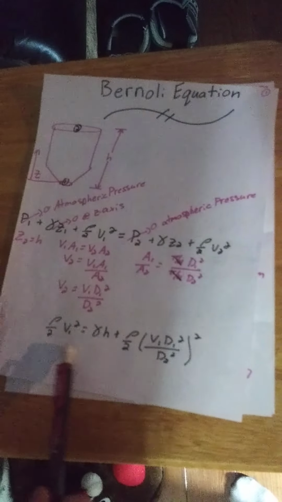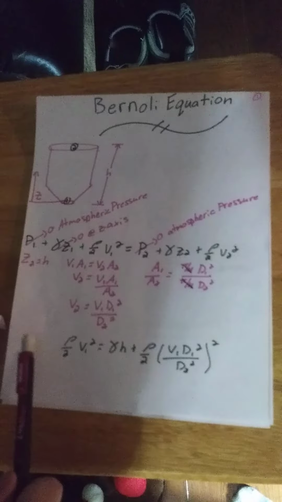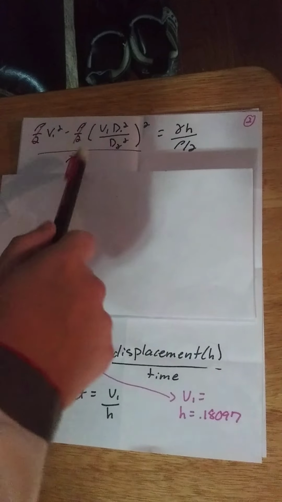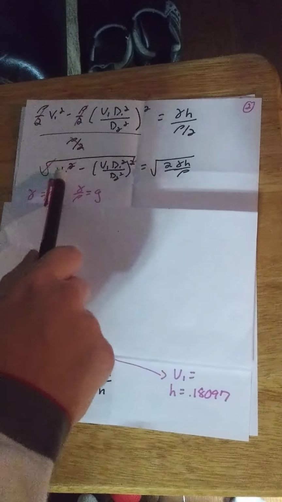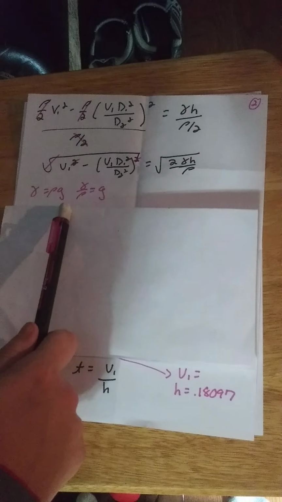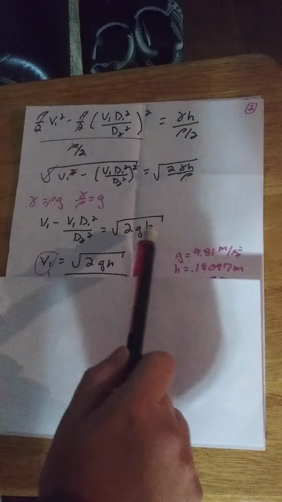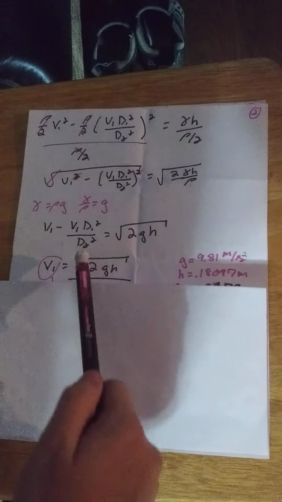And you have this equation over here. You subtract by this part on this side, so your V's are on the same side. Then you have to divide by density over 2 on both sides, and then you have to take the square root to get rid of these two squares. We know that gamma is equal to density times gravity, so gamma over density is gravity. So then you have the square root of 2gh is equal to V1 minus V1 D1 squared over D2 squared.